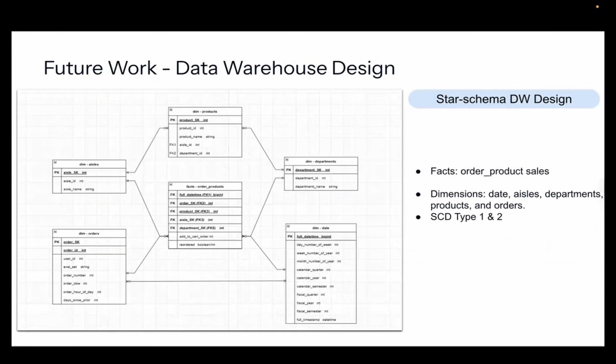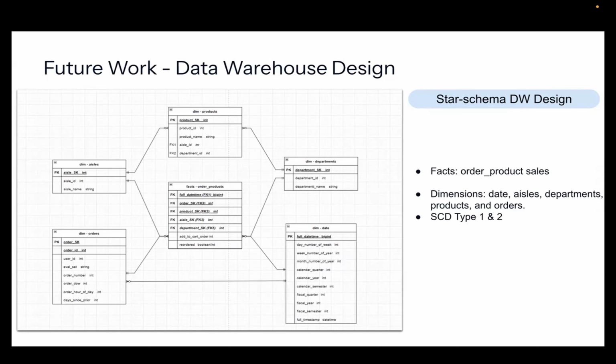Thanks, Qing. So I'll talk about the future work of our data pipeline. Suppose we will have growing data in the future, maybe daily or monthly, with new data incoming. So we need to plan the design of our data warehouse using a star schema. At the center is the fact table, which records all the product sales transactions. Surrounding it are dimension tables for date, aisles, departments, products, and orders, allowing us to analyze sales from various perspectives.